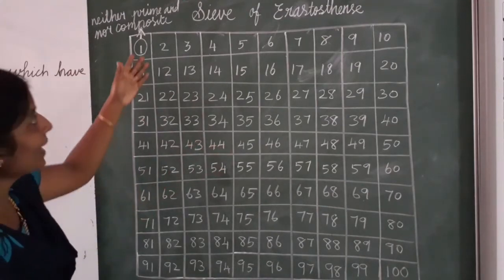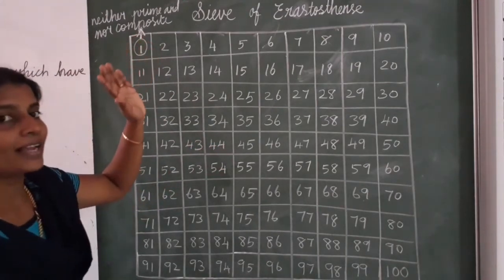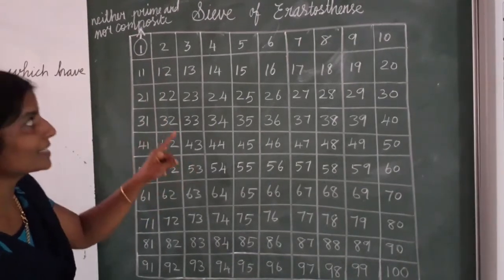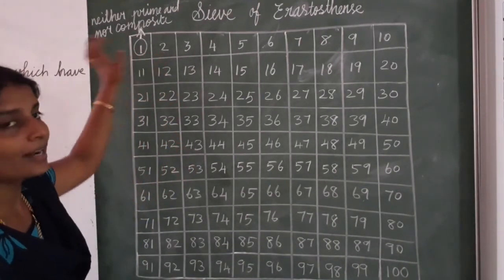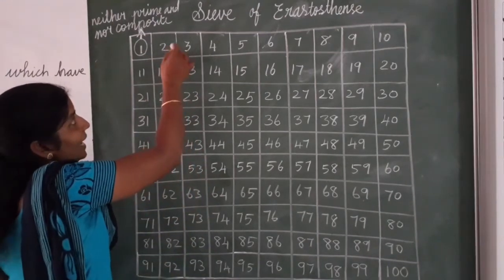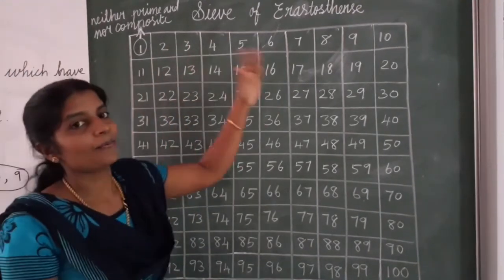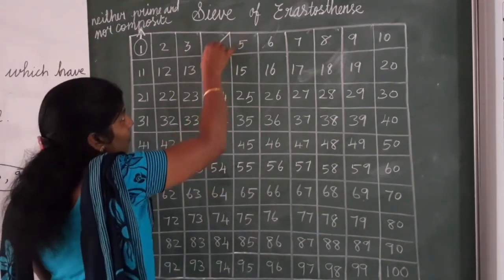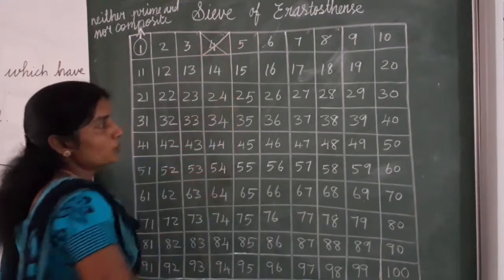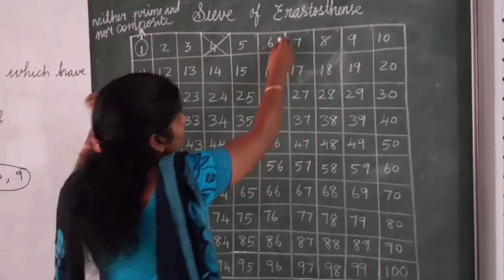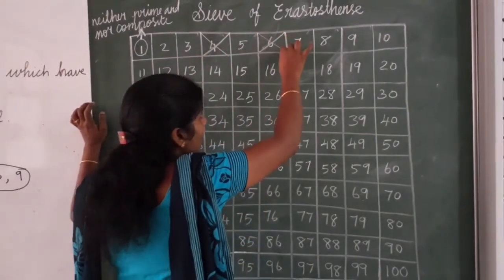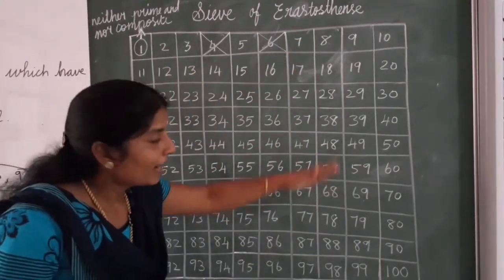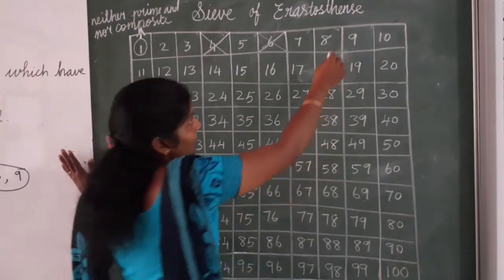Now here 2. First we cross out the multiples of 2 greater than 2. We leave this 2. What are the multiples of 2? The remaining numbers we can cross out. 2 2s are 4, 4 is a multiple of 2. Then 3 2s are 6. Multiples of 2 means all the remaining even numbers, we can cross out.